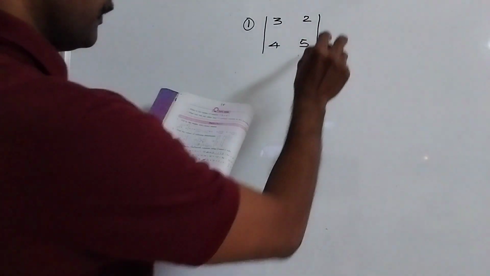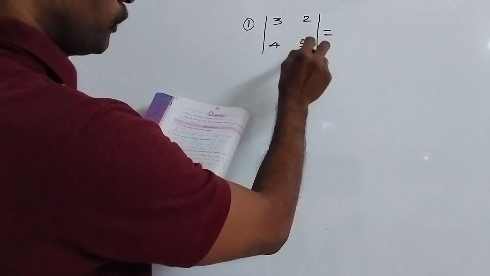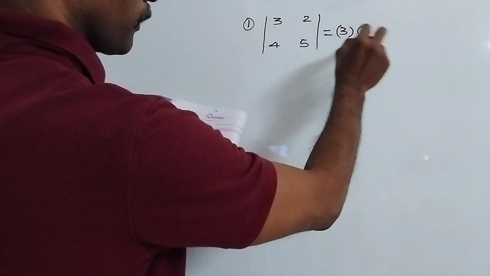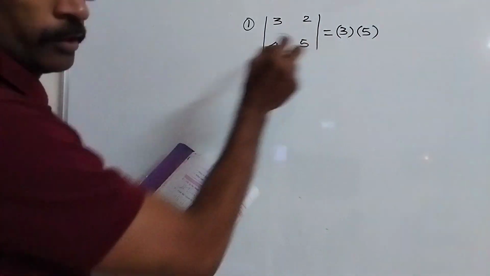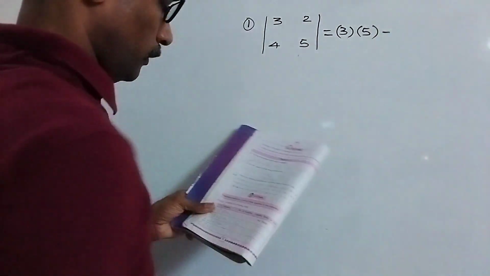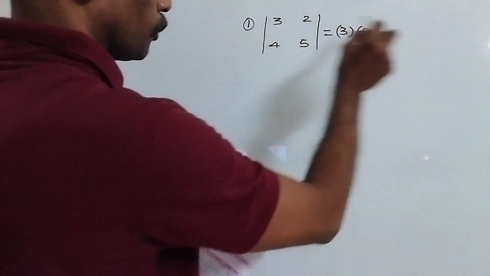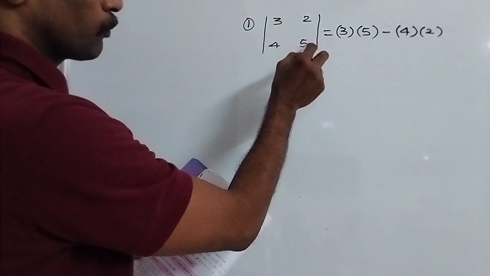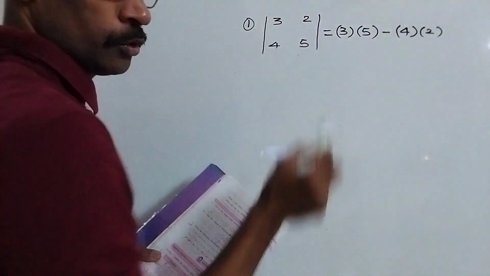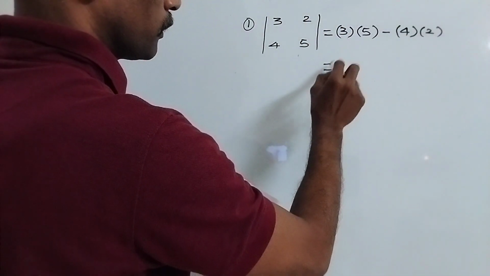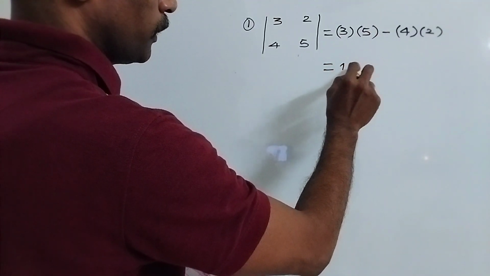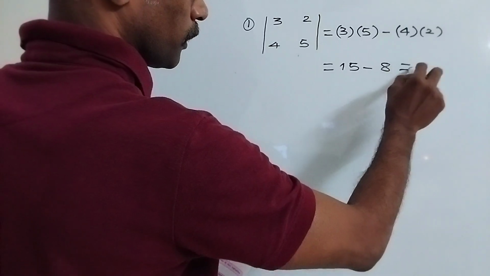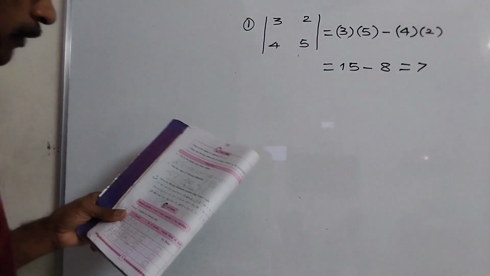Again, the vertical line means the determinant is equal to the product of these two. Always take the product of these two first, this way, then a minus sign, then the product of these two. So 3 into 5 minus 4 into 2. Therefore 3 into 5 is 15, minus 4 into 2 is 8. Therefore our answer is 7.